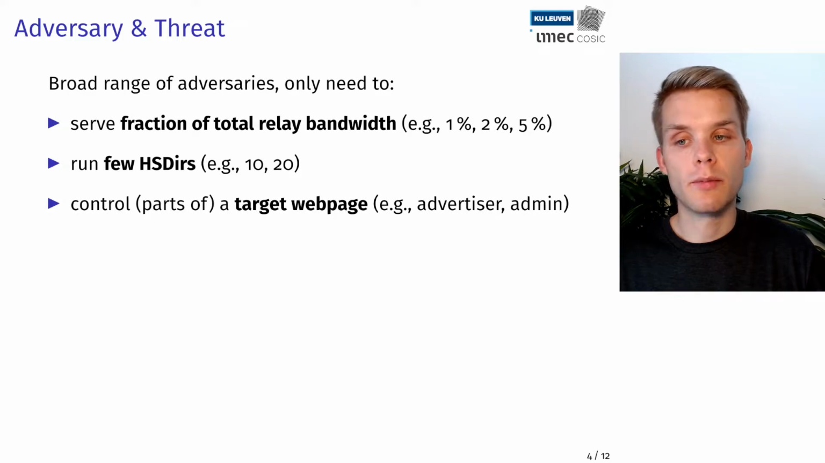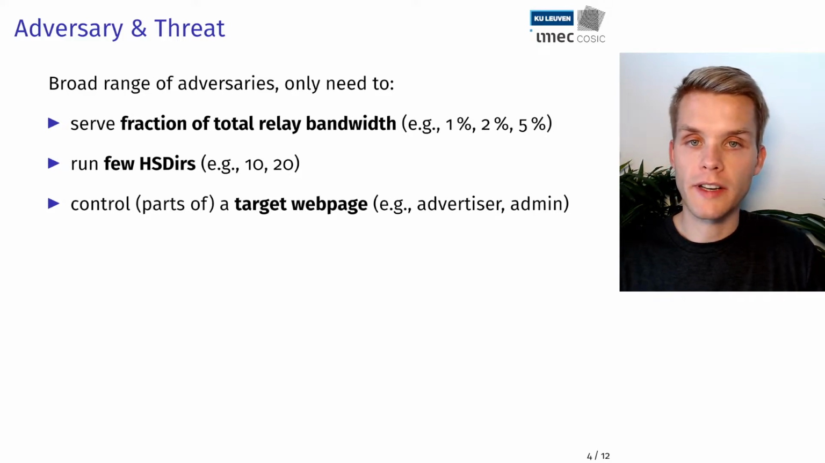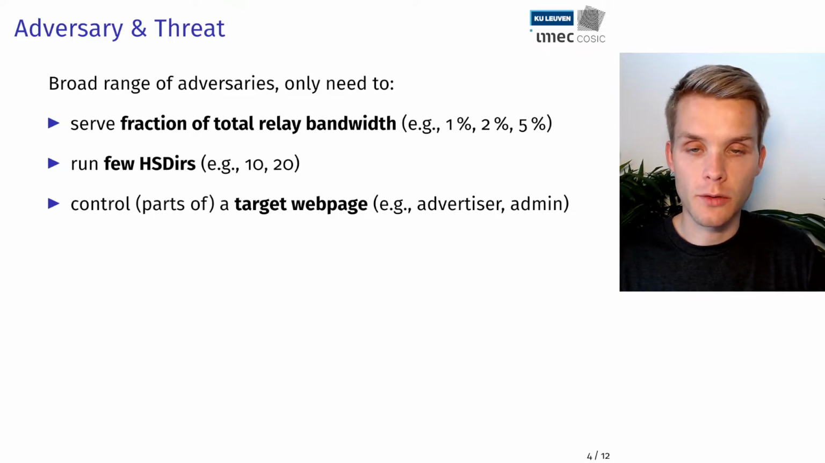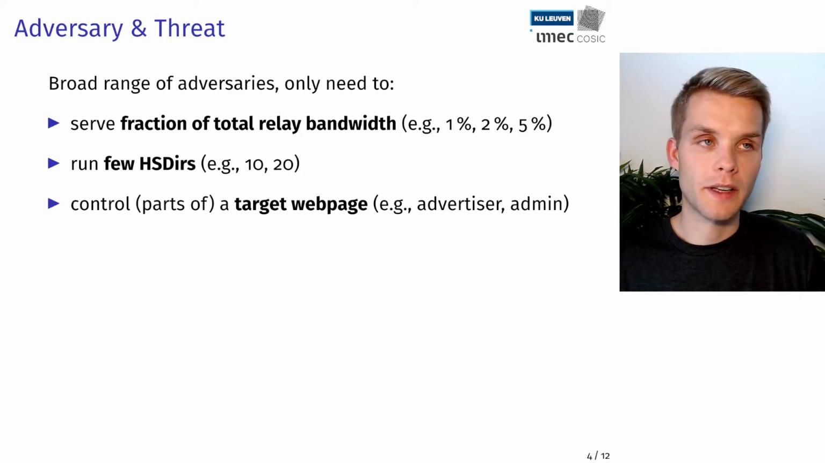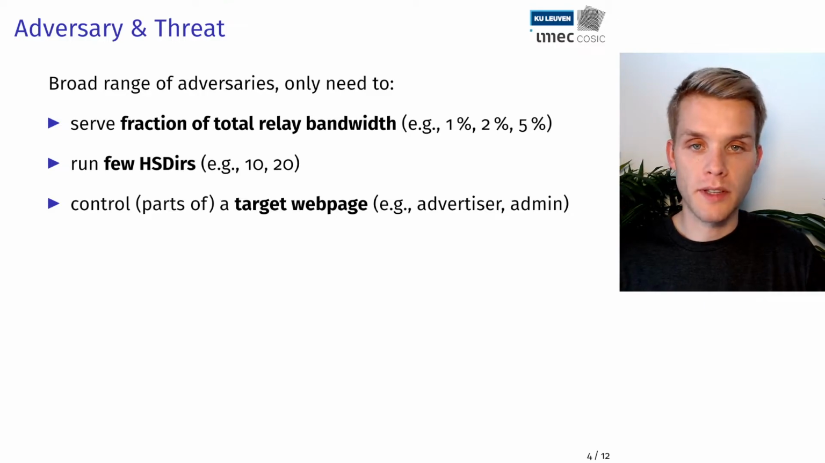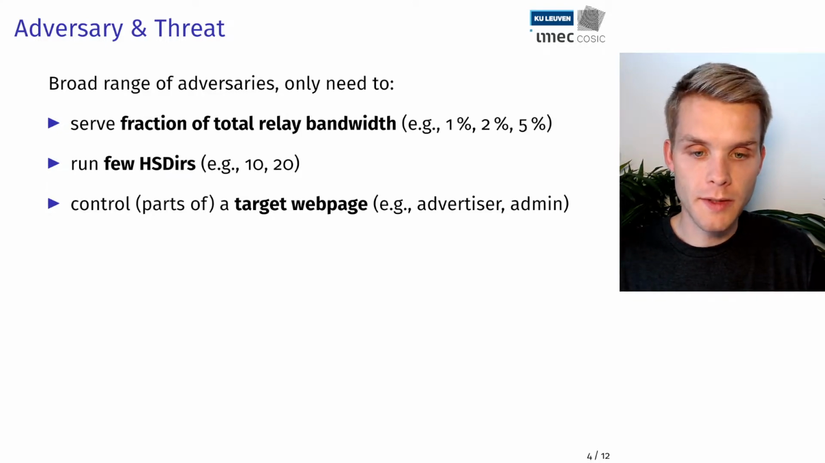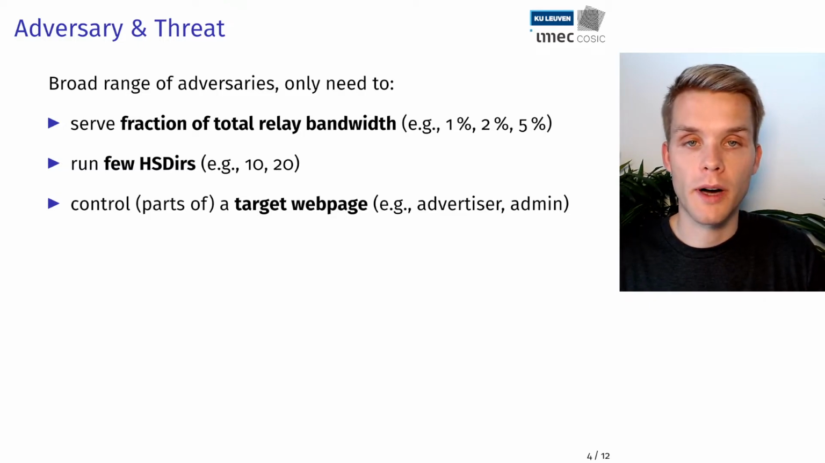For our attack, we consider a broad range of adversaries that only need to provide a couple of capabilities. First, we assume that they serve a fraction of Tor's total relay bandwidth, for example 1%, 2%, or 5%. Additionally, the adversary needs to run a few hidden service directories, or HSDIRs, but a small number such as 10 or 20 suffices. And finally, the adversary needs to somehow be part of the attack webpage that victims will visit.